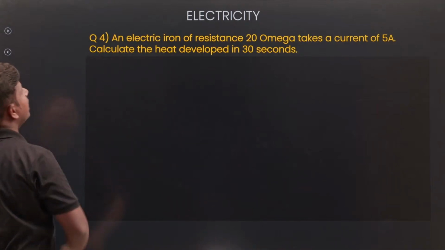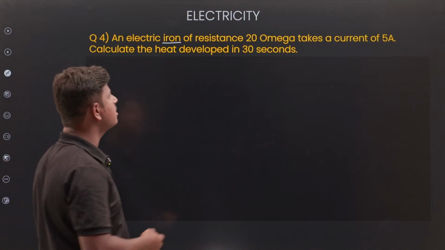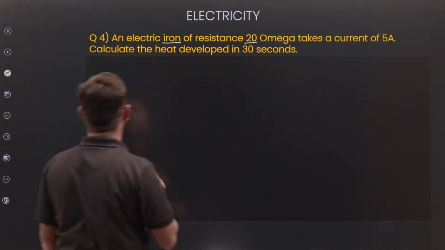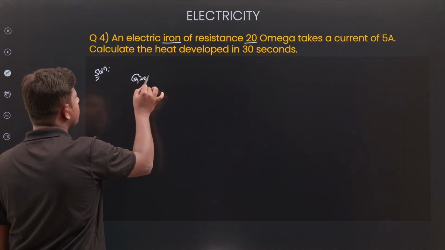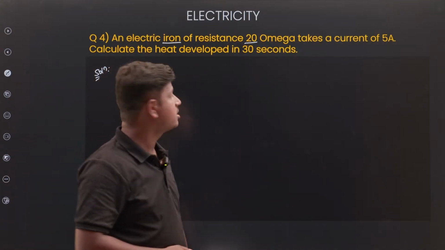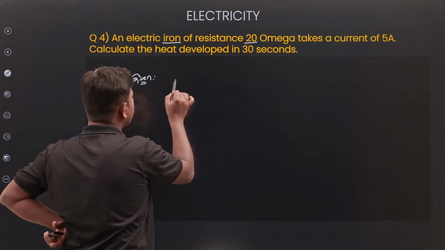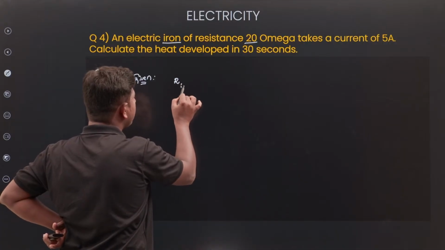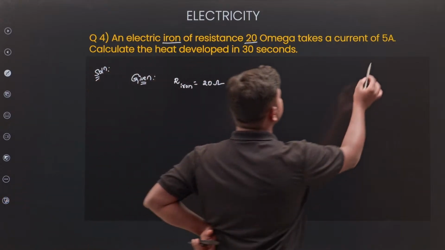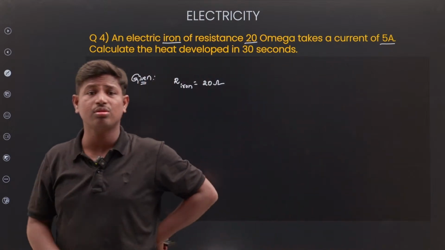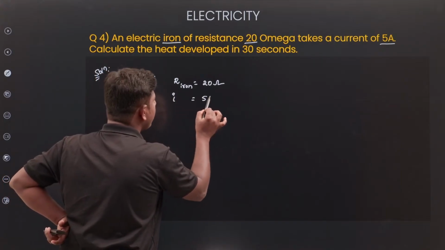See, an electrical iron is there. How much resistance is there? 20 ohms. Okay, write the solution. Given information: an electrical iron is given. The resistance of the iron is equal to 20 ohms. It takes a current of 5 amperes. How much current is passing through that iron box? I is equal to 5 amperes.